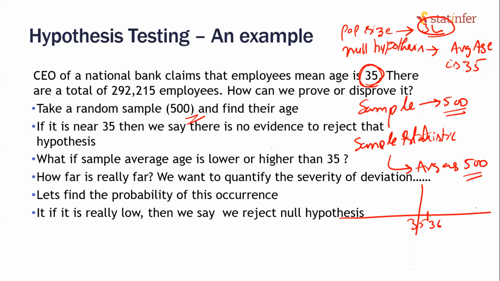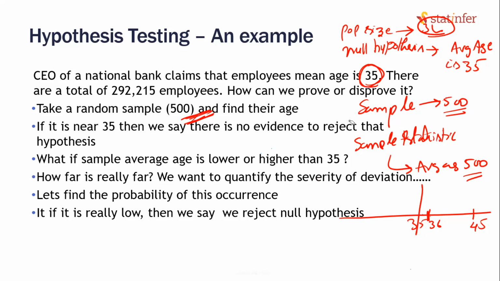But if the average age of these 500 employees is coming out to be something like 45, are we going to accept the null hypothesis? No. If it is coming to be 36, are we going to accept it? Is it okay? See, he is claiming it to be 35 and we got the average, because we are not considering the full population. 1-2% differences can happen. Do you agree?